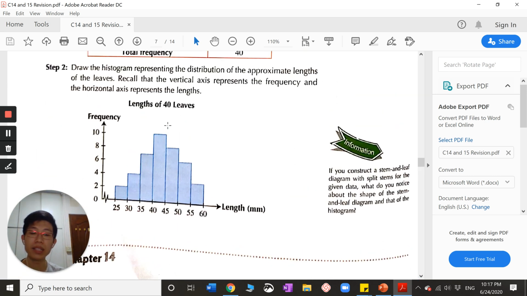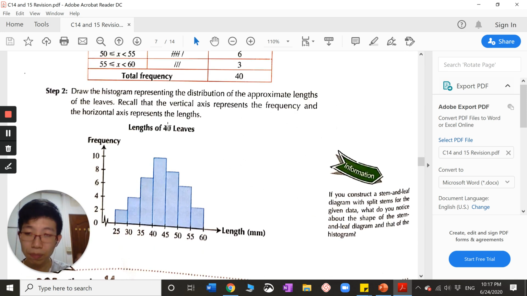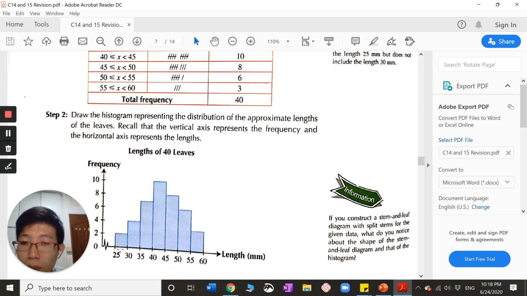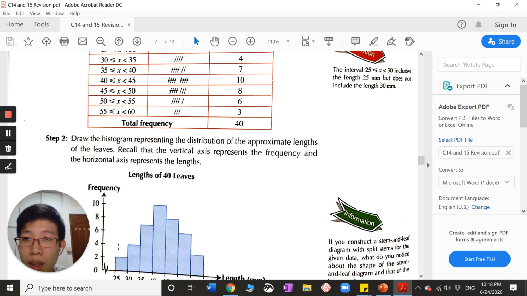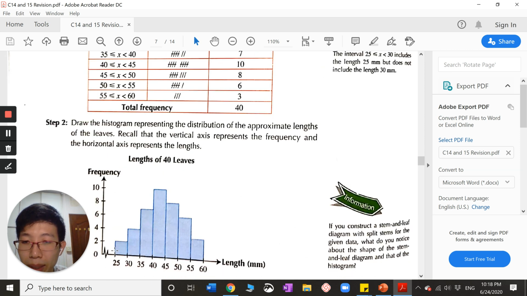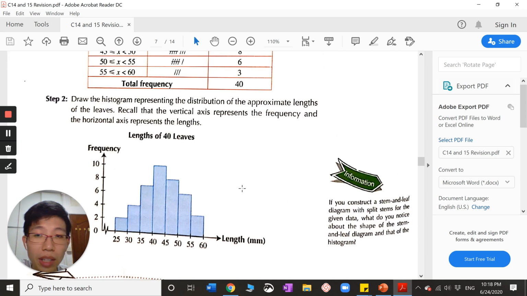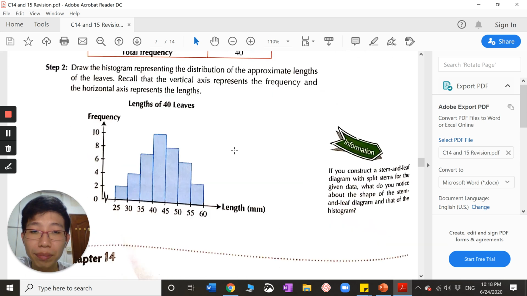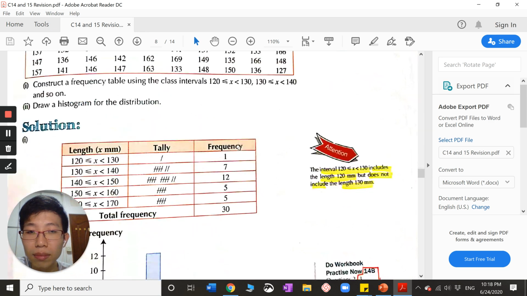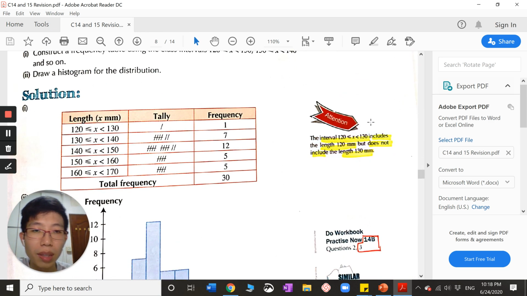So for class intervals, as in for grouped data, whenever you want to plot a histogram, because they are in ranges, the rectangle will be in between two numbers of the particular range that you're drawing. For example, for 25 to 30, you see a rectangle between 25 and 30. After that, the next rectangle from 30 to 35, 35 to 40, 40 to 45, 45 to 50, 50 to 55, and 55 to 60. So this is how you draw a histogram for grouped data when you have a class interval. Some key notes.